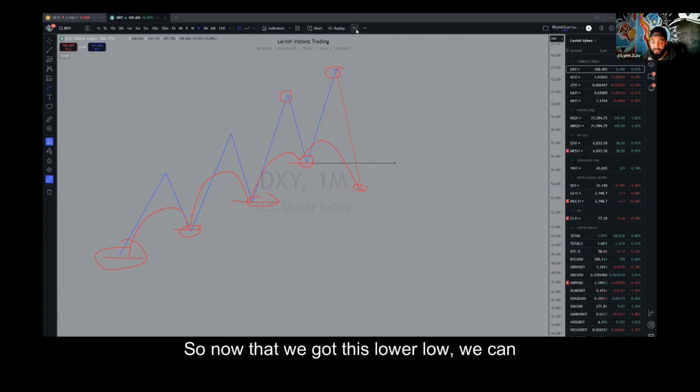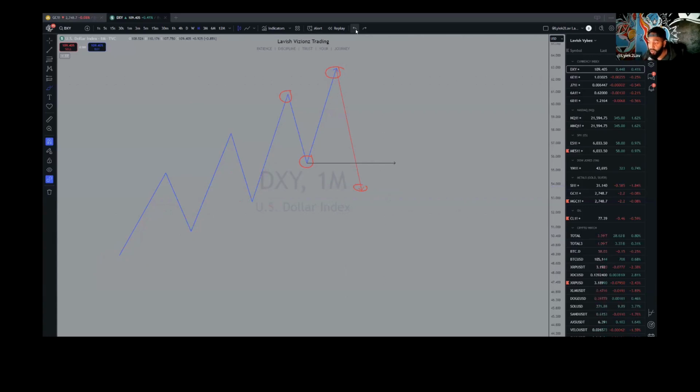So now that we got this lower low, we can possibly anticipate the market to start trading lower following that first word. So if I'm at a lower low, I should start to anticipate price to come back and give us a potential lower high, but remain lower than the previous high. And if we do that, then we can possibly start to trade lower.